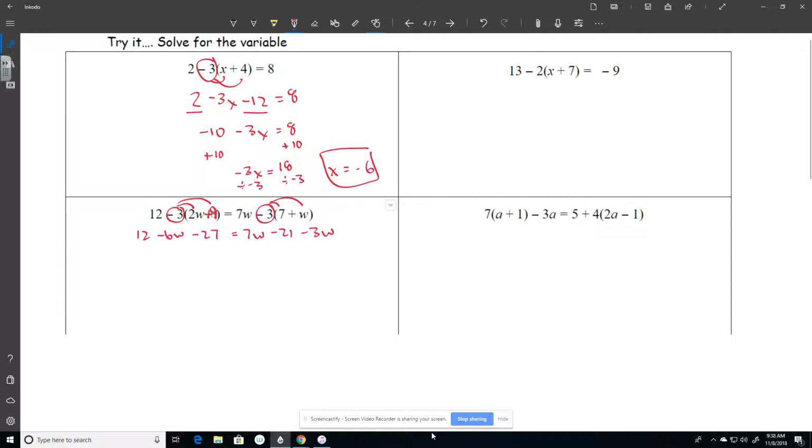Now I want to combine like terms. 12 and negative 27, that makes negative 15. And I've got a negative 6w out here. And that equals 7w minus 3w. That's 4w's minus 21.